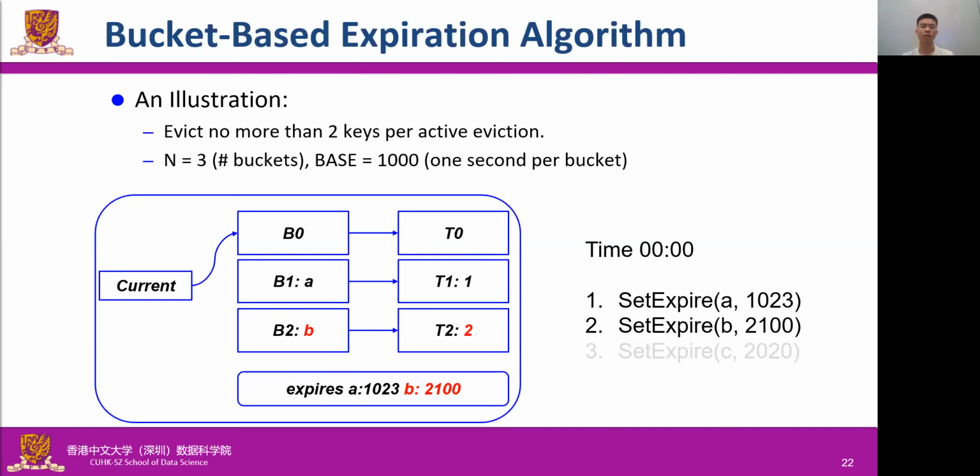Then we set expire for B, and we set expire for C. At the end of second 0, 3 keys are inserted into 2 buckets and no collision so far.